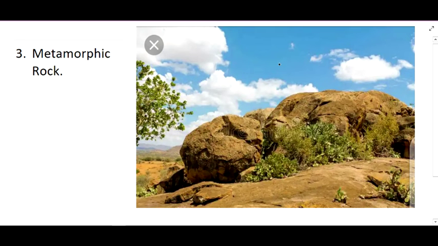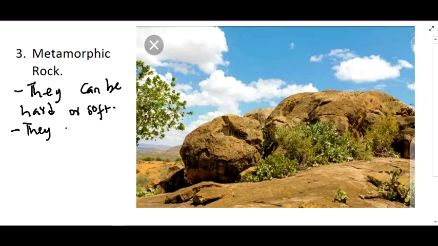The next slide is metamorphic rock. So we are into the next, and this is among the last sections of this class. Metamorphic rocks. We get metamorphic rocks from already existing rocks. So one thing about metamorphic rock is that they can be hard or soft. Secondly, they can be crystalline.